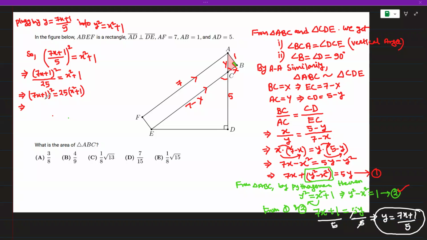Now (7x plus 1) square, if we use the algebraic identity, which is (a plus b) power of 2 equal a square plus 2ab plus b square, we can write that (7x) power of 2 plus 2 times 7x times 1 plus 1 square equal. Now this 25, if you multiply with x square, we get 25x square plus 25 times 1, we get 25.